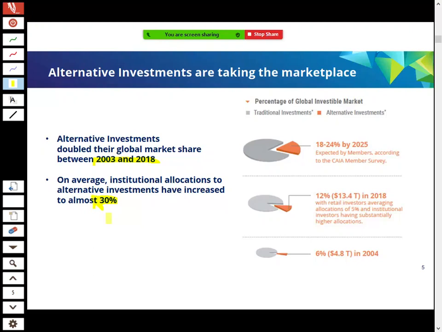It is still growing. And here, according to this survey, it is expected that the AI is going to account for about 18 to 24% of the global investment universe by 2025, which means that more and more money will be put into the AI sectors. This will have stronger implications for both the buy side and the sell side.